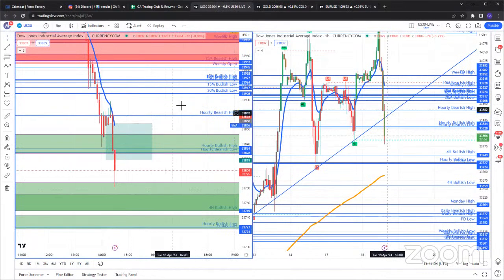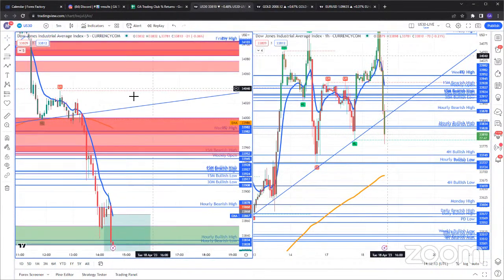Does anybody have any questions? I don't see any other trades. Ideally, I've taken my win and I'm done for the day. Let's see if we can have now for US30, right?